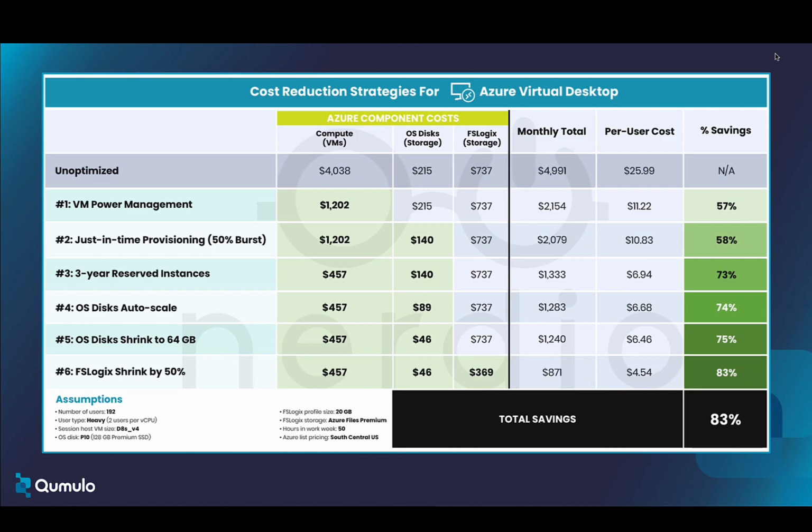Line number 2 then is just-in-time provisioning. That means that we can actually burst VMs into your host pools, VMs that aren't created ahead of time. We can actually do this kind of in real time in response to user demand. And that means that you're not spending for the storage for those OS disks when those VMs are off. So we save you a few dollars there on the OS disk storage because we are actually provisioning VMs in real time.